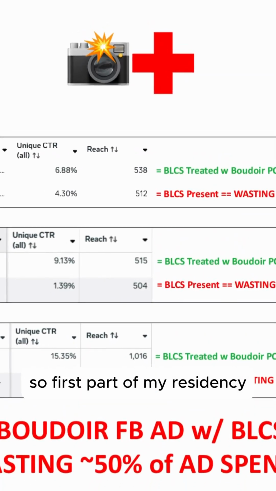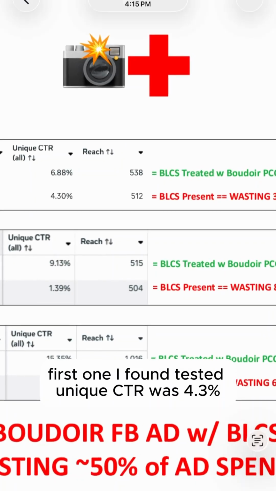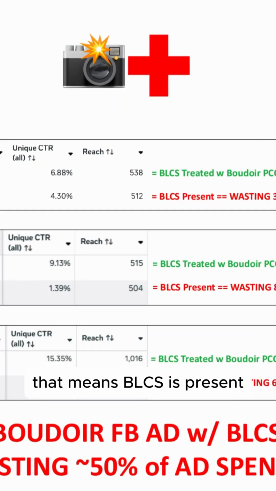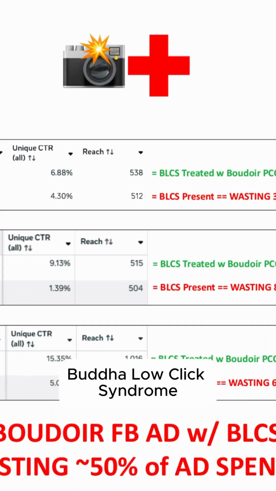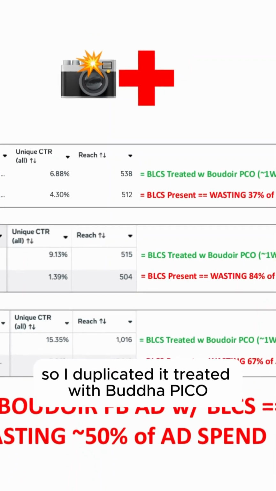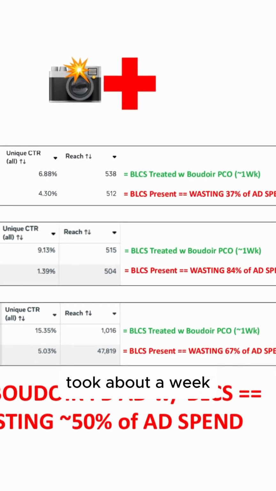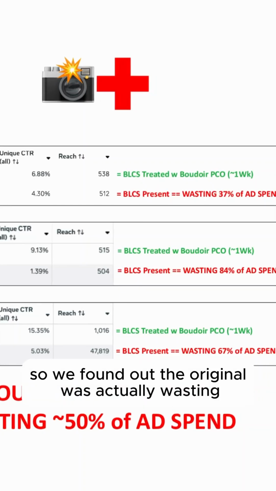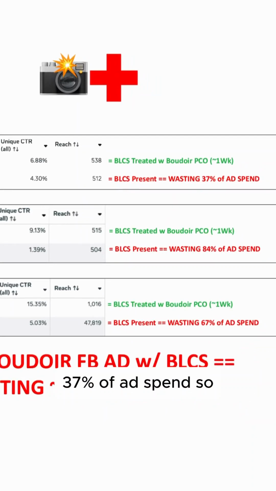First part of my residency, the first one I found and tested, the unique CTR is 4.3%. When unique CTR is under 6%, that means BLCS is present, Boudoir low click syndrome. So I duplicated it, treated it with Boudoir Pico, took about a week, and we got the unique CTR up to 6.88%. So we found out the original was actually wasting 37% of ad spend.